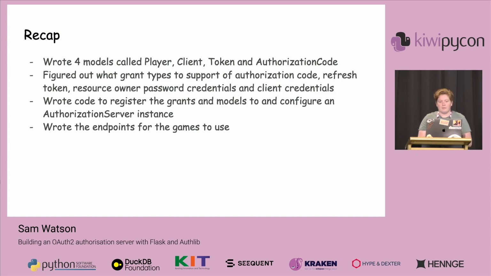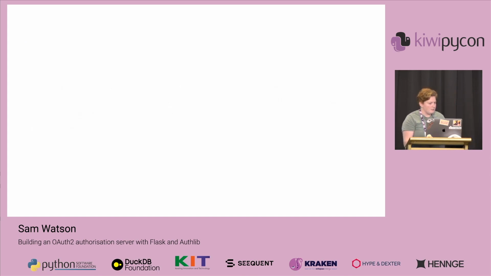To recap, we wrote 4 models called player, client, token, and authorization code. Figured out what grant types to support: authorization code, refresh token, resource owner password credentials, and client credentials. And wrote the code to register them to the authorization server instance and configure the instance. And then we wrote the endpoints that the games use so players can actually use the system. And just to see it again, this is the result of all that work that we did.